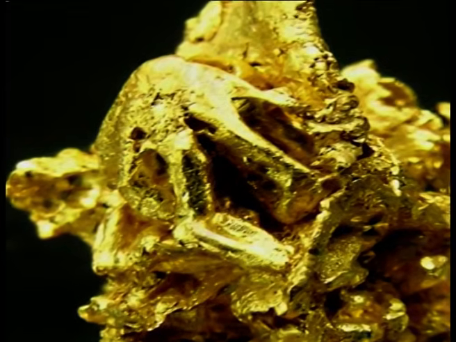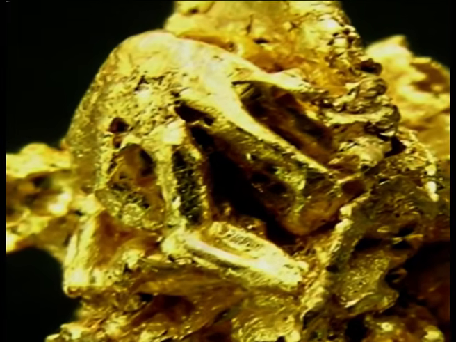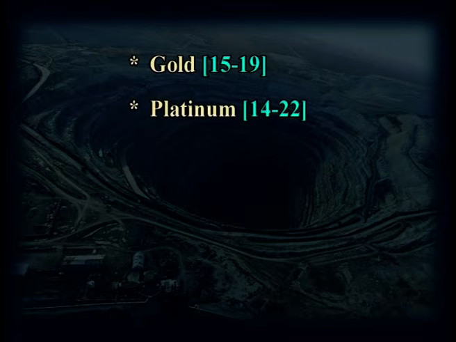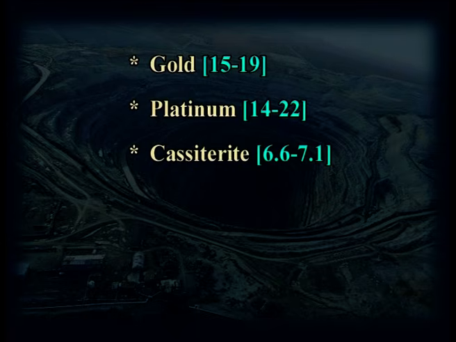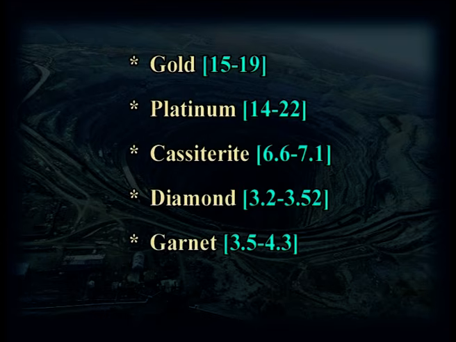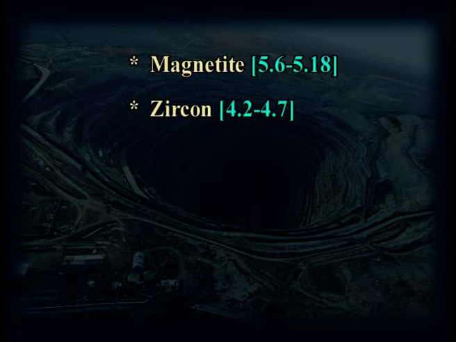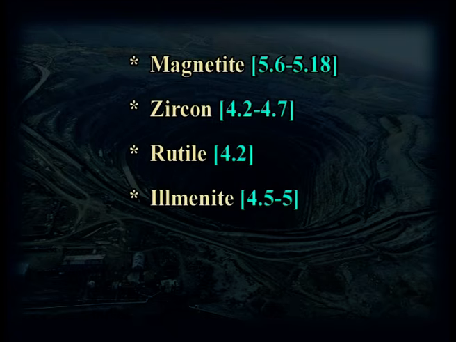For example, minerals have specific gravities as follows: gold 15 to 19, platinum 14 to 22, cassiterite 6.6 to 7.1, diamonds 3.2 to 3.52, garnet 3.5 to 4.3, monazite 4.9 to 5.3, magnetite 5.6 to 5.18, zircon 4.2 to 4.7, rutile 4.2, ilmenite 4.5 to 5 and silica 2.6.